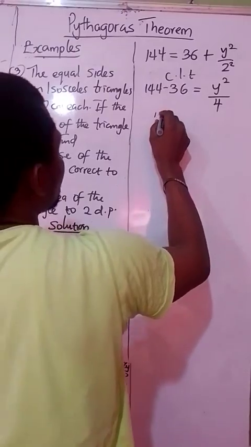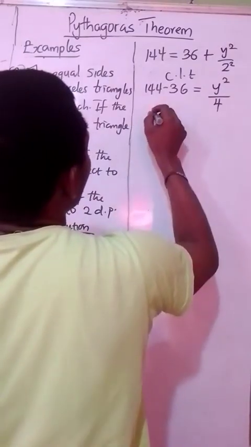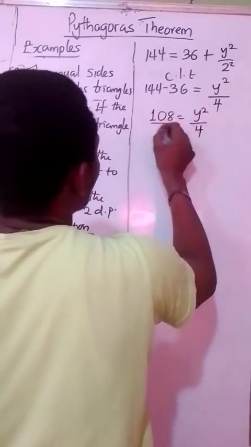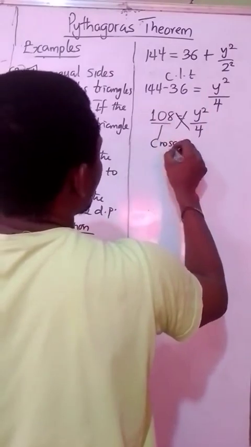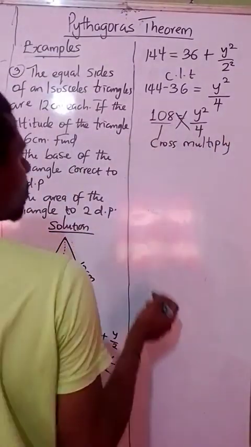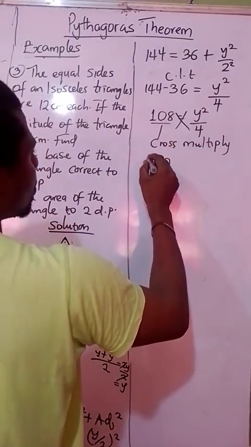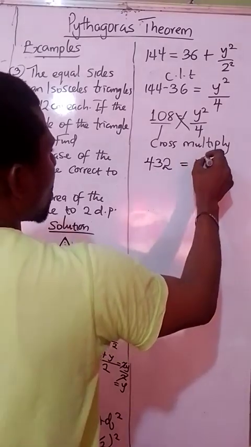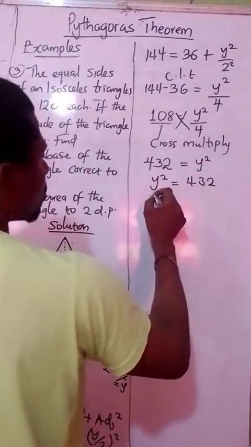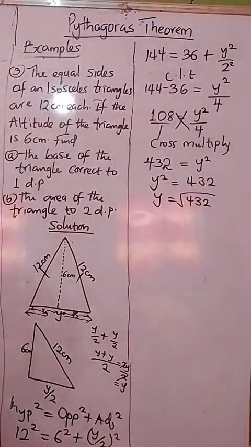If you subtract this, you have 108. That 108 equals y square over 4. So what do you do? You cross multiply. And when you cross multiply, that's 108 times 4, 432, equals y squared. So y squared equals 432. So y equals root 432. Root 432 is what?